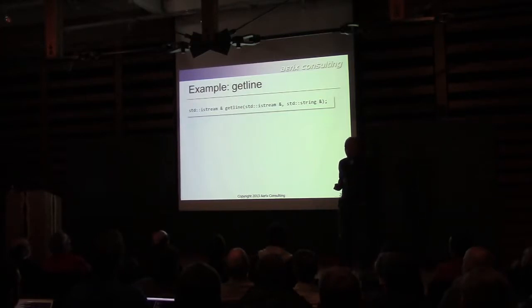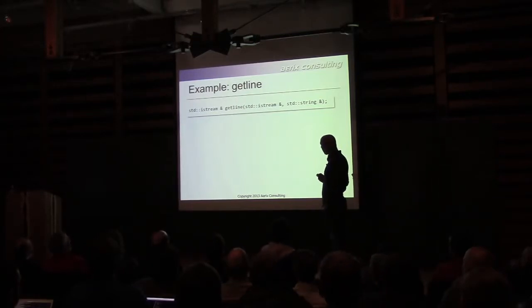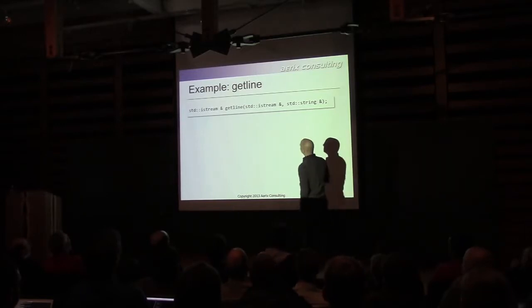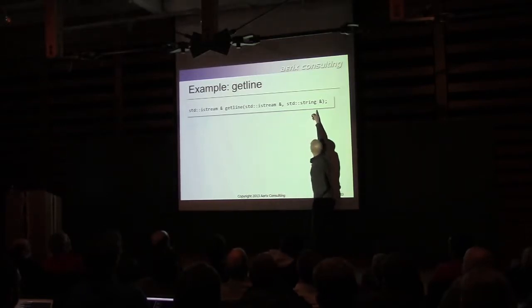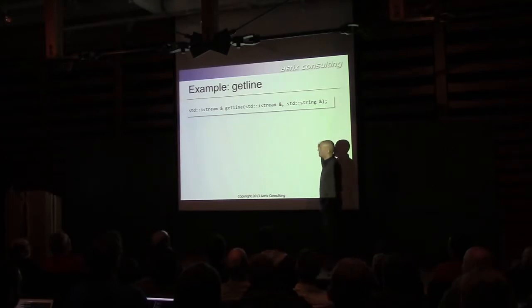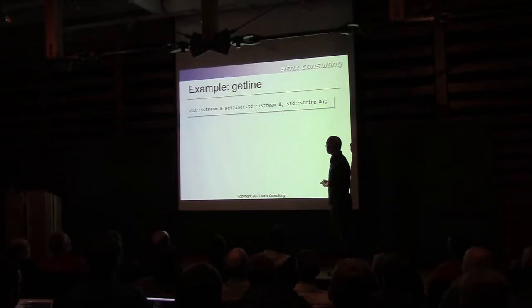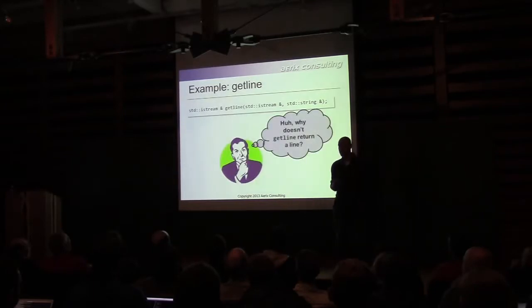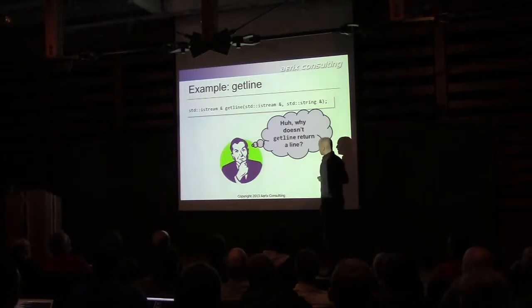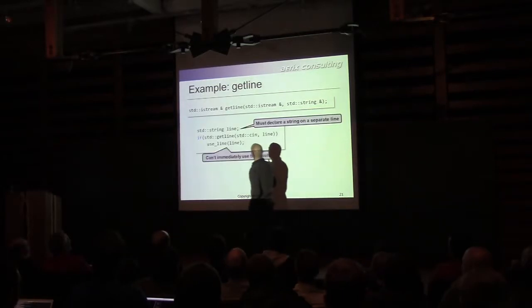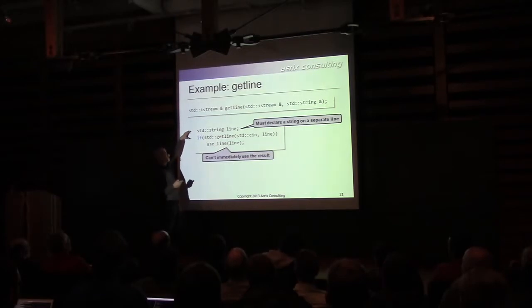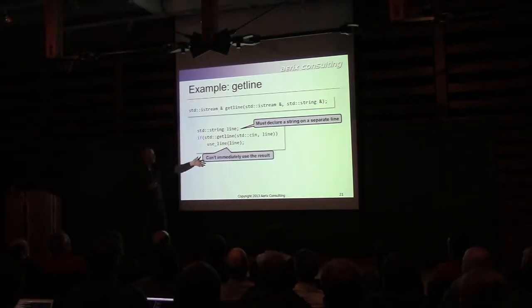What do I mean by that? Okay, let's talk about getline, my favorite whipping boy. This is a standard thing. You pass in a stream and it's an out parameter, so you pass in a reference to a std::string that you're then going to fill in. How come getline doesn't return a line? Well, there are reasons for that. But this is how you're supposed to use getline: you default construct a string so that you can pass it into getline by non-const reference, and then you use the line. So you can't immediately use the result, and that's an awkward, annoying, and non-composable interface, and we'd like to do something about this.